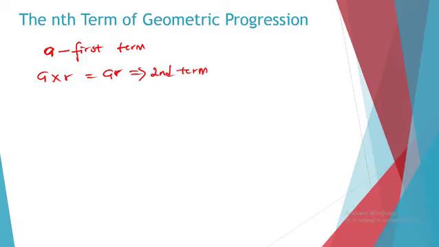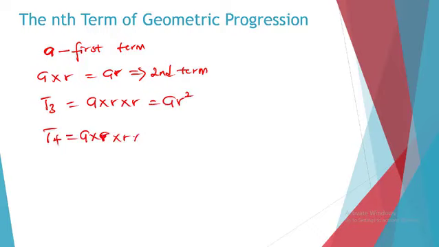So our third term, which is T3, would then be equal to A times R times R, which is equal to AR raised to power 2. Our fourth term, which is T4, would then be equal to A times R times R times R, which is equal to AR raised to power what? 3. So generally, to find Tn, our answer would then be equal to AR raised to power what? N minus 1. That is for geometric progression.